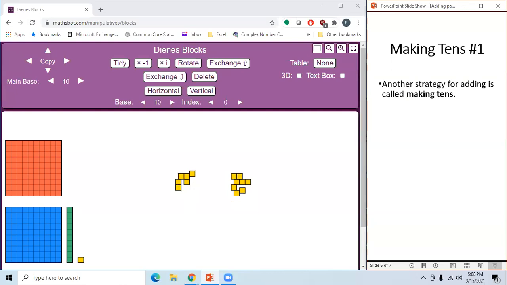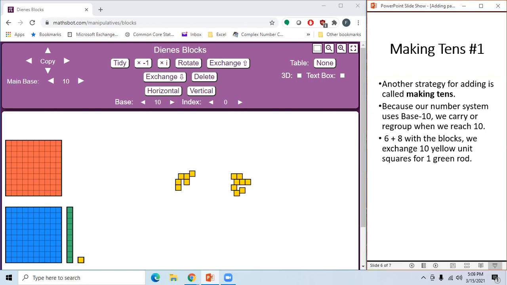Making tens. Another strategy for adding is called making tens. Because our number system uses base 10, we carry or regroup when we reach 10. 6 plus 8 with the blocks, we exchange 10 yellow unit squares for 1 green rod. So over here, I have 8. If I could bring over just a couple, then I would have 10, and I could make an exchange, and I'd get a 10 that I could put in the tens place. We'd write a 1 in the tens place, and we'd have 4 left in the ones place. So let's do that. I'll move over 2 of these.